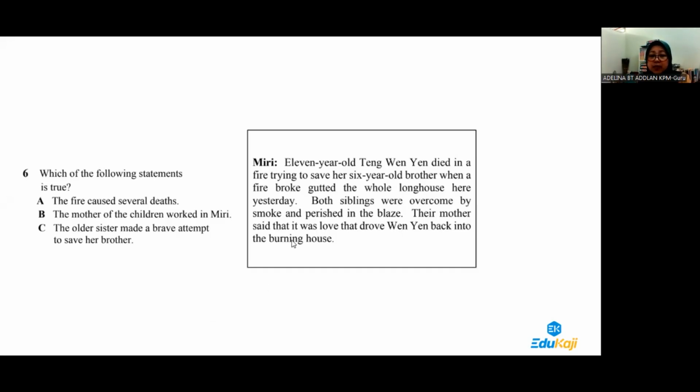True statement. So this is again another newspaper excerpt about how an 11-year-old boy died in a fire trying to save a 6-year-old brother when the fire broke out and gutted the whole longhouse here yesterday. Okay, so when you talk about Miri, you can see that there's a keyword there, longhouse. And then you're talking about how this boy particularly died when he was trying to save the brother. Okay, right? And then what actually happened. There's an interview a little bit with the mother, how did her son actually die in the fire and so forth. Okay, all right.